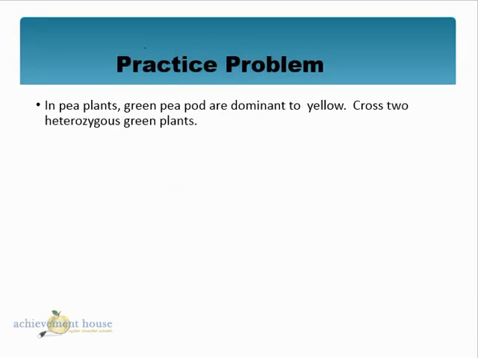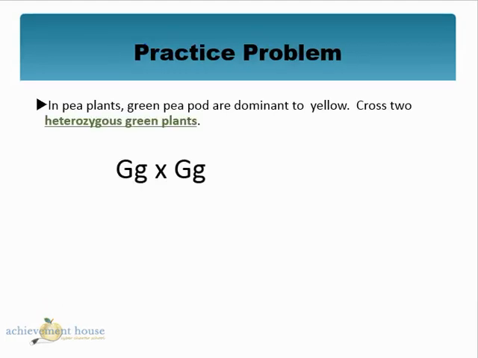Let's try another practice problem. In pea plants, green pea pod are dominant to yellow. This time, let's cross two heterozygous green plants. Think about how you will write out the genotypes of these two parents. Green is dominant, so we'll use G for green. We're crossing two heterozygous plants. That means two different alleles. So our parents are big G, little g and big G, little g.